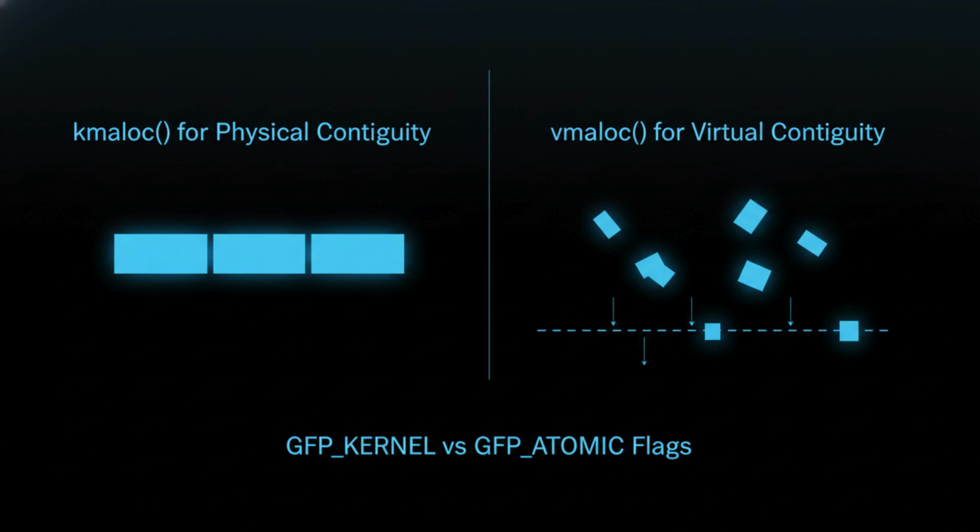When building for ultra-scalable systems, we must carefully choose our flags, such as GFP_KERNEL for normal allocations or GFP_ATOMIC if we are in an interrupt context where we cannot sleep. Mismanaging these flags is a frequent cause of deadlocks in high-availability environments.